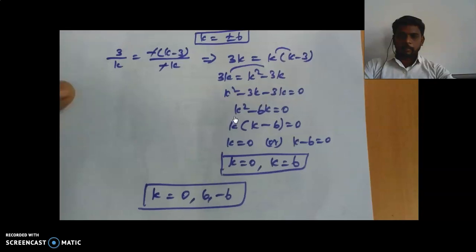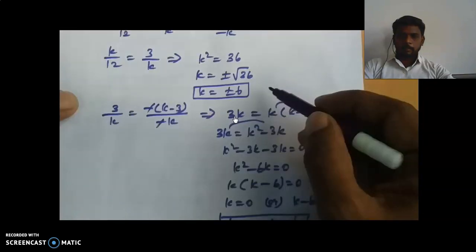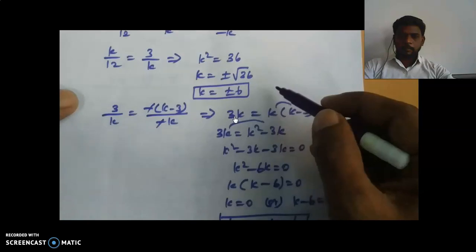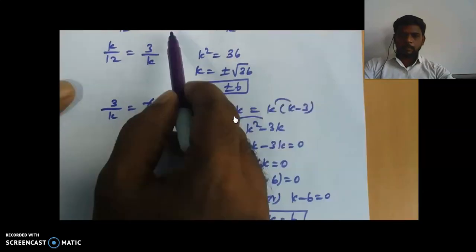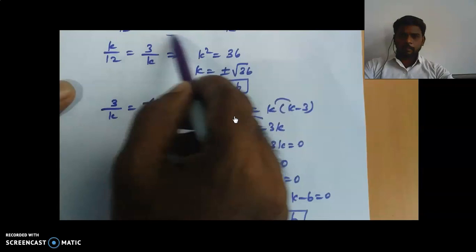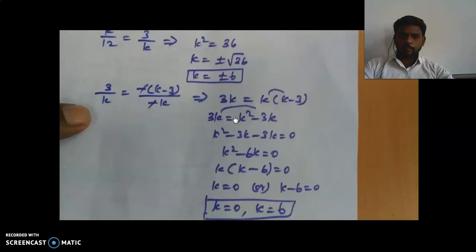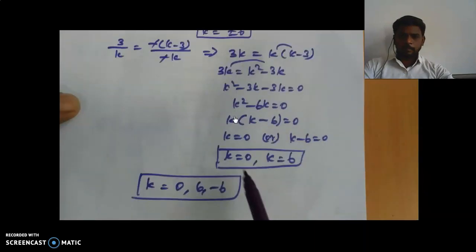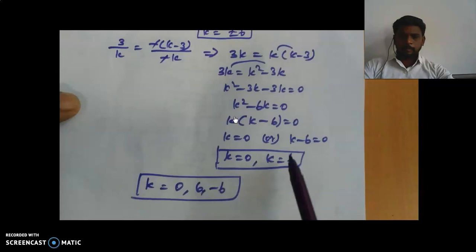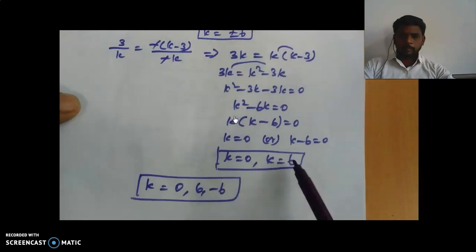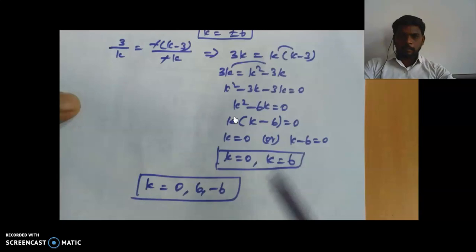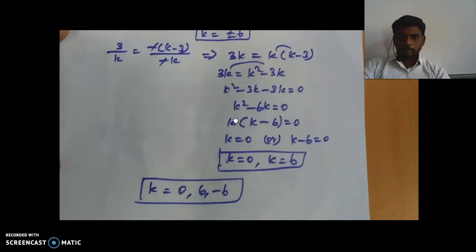Suppose here you found k equal to plus or minus 6, and after that I have equated these last two equations, and I got k equal to 0 and k equal to 6. Suppose here also k equal to 6 is there, then just leave it. So take k equal to minus 6 and plus 6 alone. If any different values are available, we can include those also. That's it. That is the matter. So that is the procedure to find out the value of the unknown.